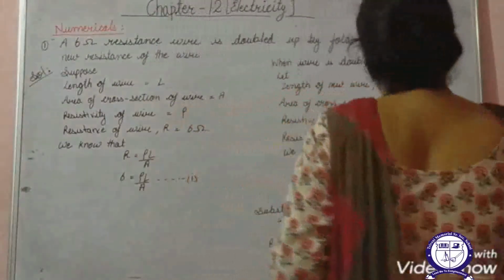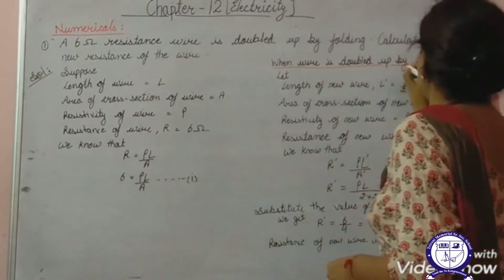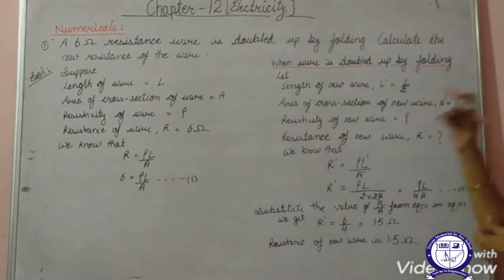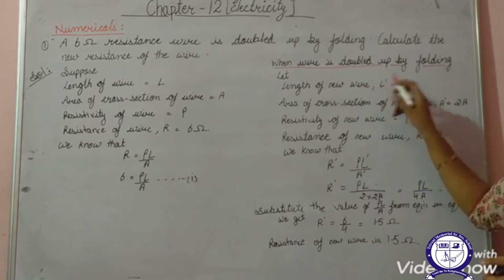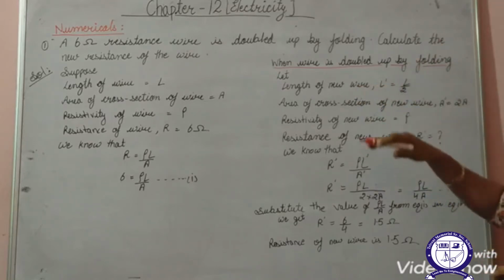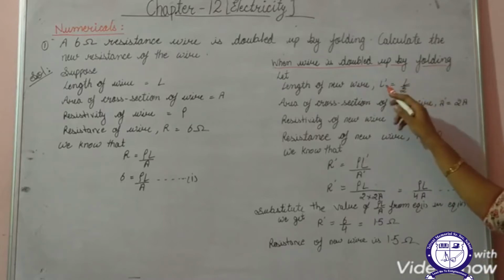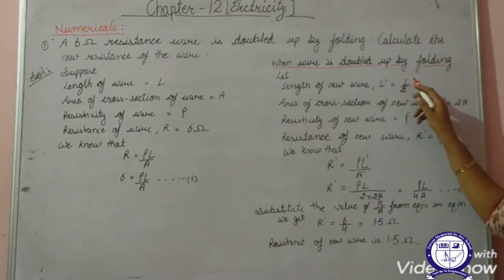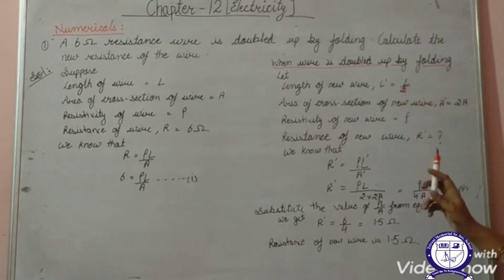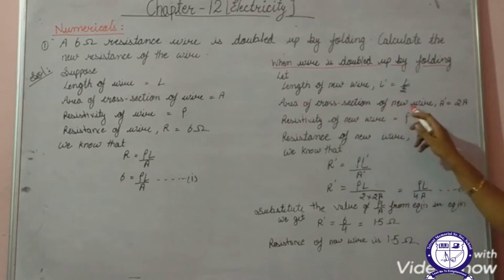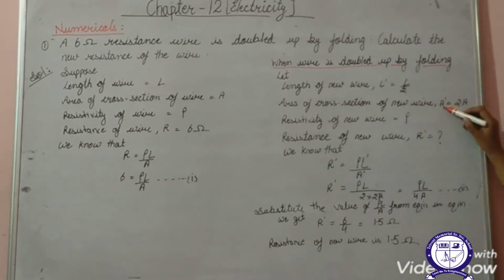Now when the wire is doubled up by folding, that means when we have folded the wire, what will happen? The length of the new wire obtained by folding, let us suppose it is L dash. Now when you fold up the wire, the new length of the wire will be half of the length of the original wire. So we can say that L dash will be equal to L by 2. Next is the area of cross section of the new wire, let it be A dash. Now when you fold up, the area will become double the previous case. So A dash will be equal to 2A.